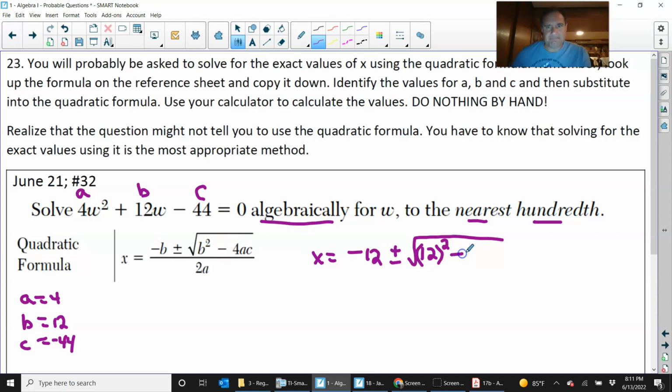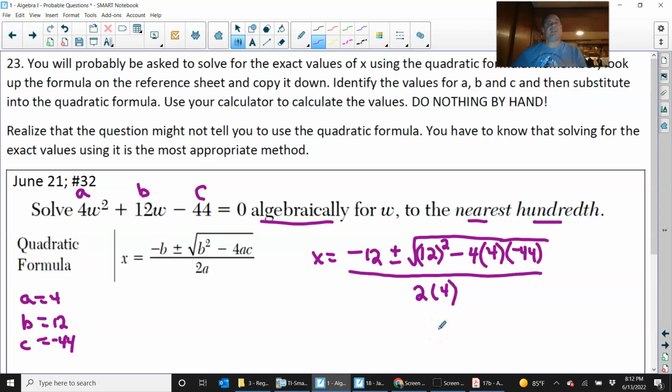Minus 4 times A, which is 4, times C, which is negative 44. Close parentheses. I'm going to extend this out, and I'm going to put this whole big line here. Division. 2 times A is 2 times 4. So I substituted everything in.